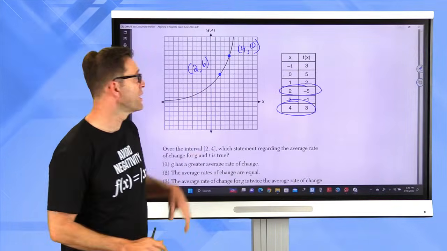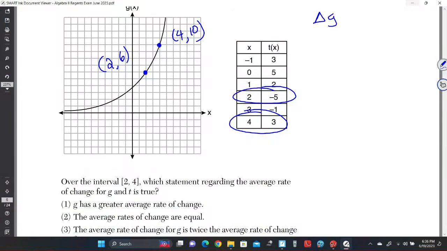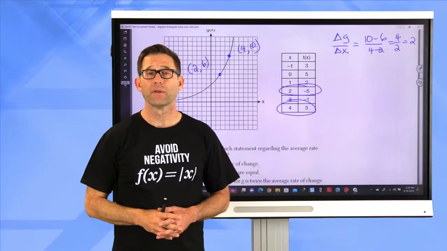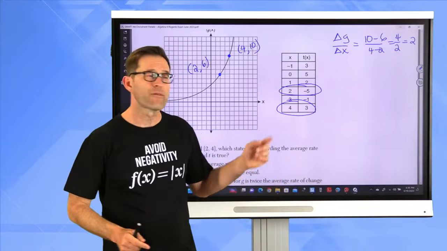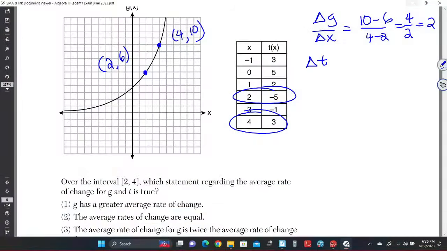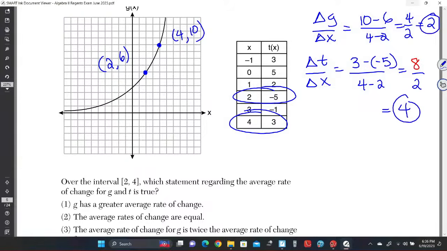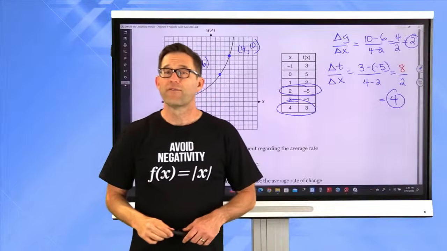Now let's calculate the average rate of change for G. So delta G over delta X will be 10 minus 6 over 4 minus 2, which will be 4 halves, which is 2. So the average rate of change of G of X over that interval is 2 to 1, or just 2. Now for T of X, the change in T over the change in X is going to be 3 minus negative 5 all over 4 minus 2, which is going to be 8 divided by 2, and I get 4.